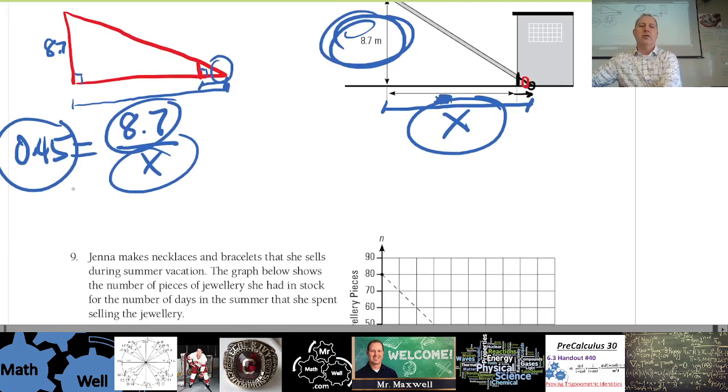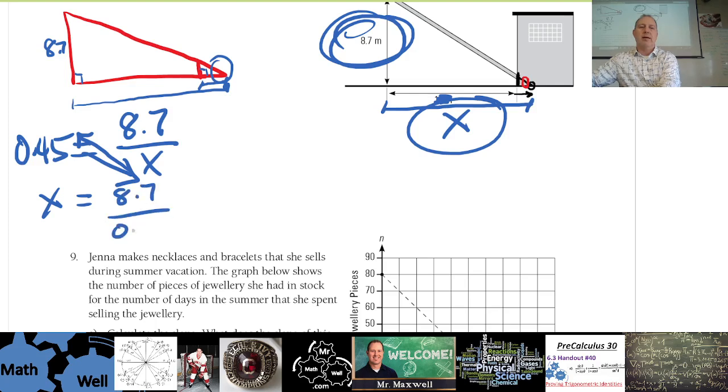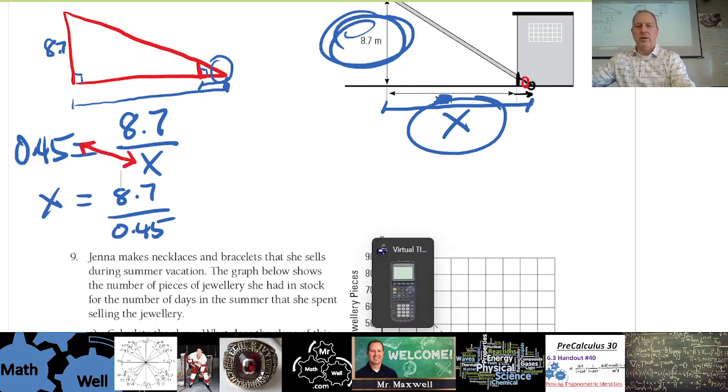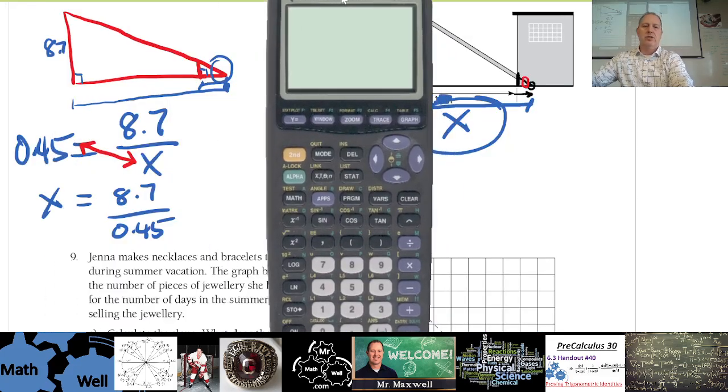So let's do a little bit of work here. If I cross multiply and divide, then that means I can exchange those two. So x on top equals 8.7 divided by 0.45 on the bottom. Okay, so that's the cross multiply there. And then divide. So those really switch places. So let's do this one on our calculators. Make sure I get the right answer. You guys try it on yours too.